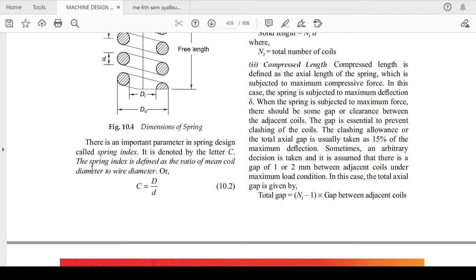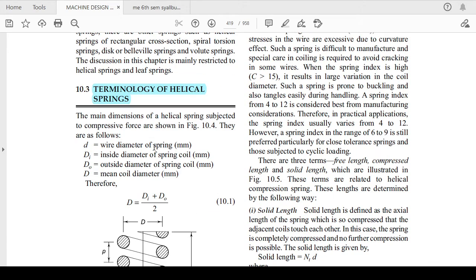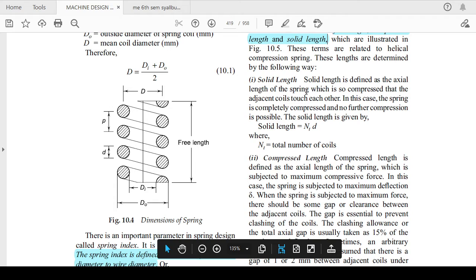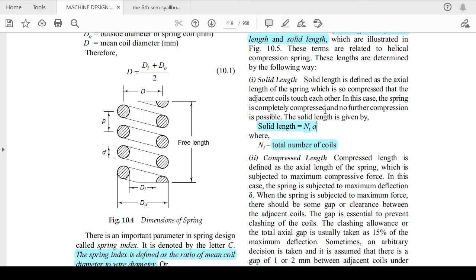In this way you can also define the spring index, which is the ratio of mean coil diameter divided by wire diameter, meaning capital D by d. Now there are also three popular terms: free length, compressed length and solid length. Let's go through them. Solid length is nothing but the total number of coils multiplied by wire diameter, and then you will get the value of your solid length.